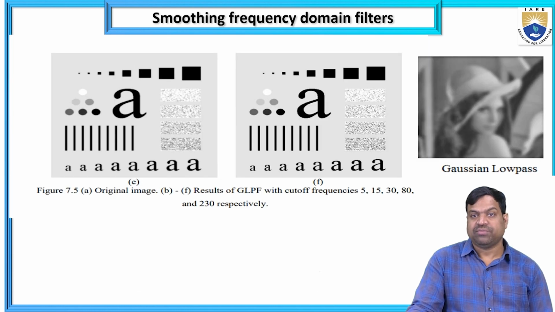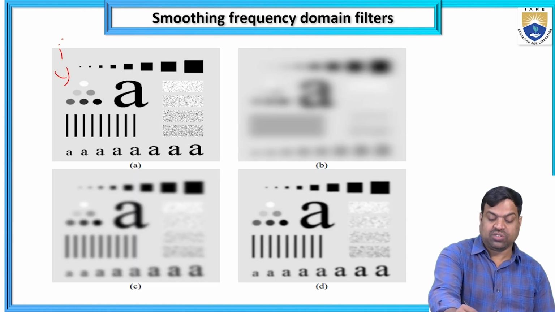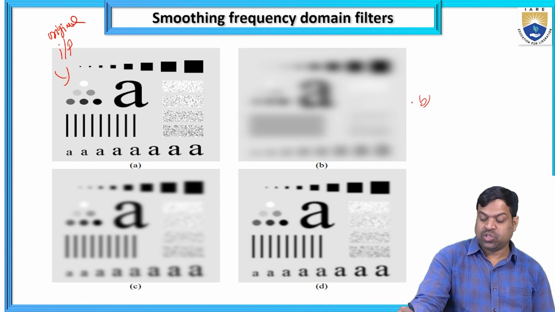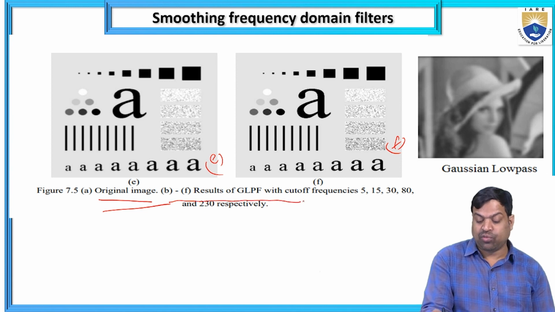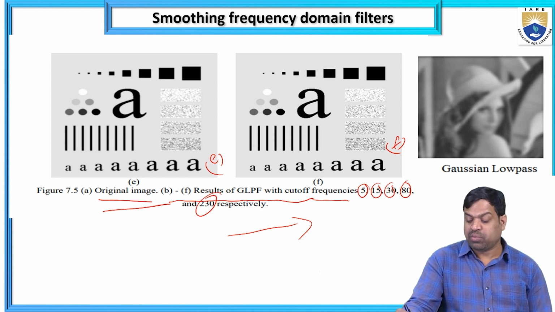Here is one example. It is the original image, and then images B, C, D, E and F. The original image is A, and B to F are the results of the Gaussian low pass filter with cutoff frequencies 5, 15, 30, 80 and 230. So when we are increasing the cutoff frequencies, the blurring decreases. It is one example of the Gaussian low pass filter.